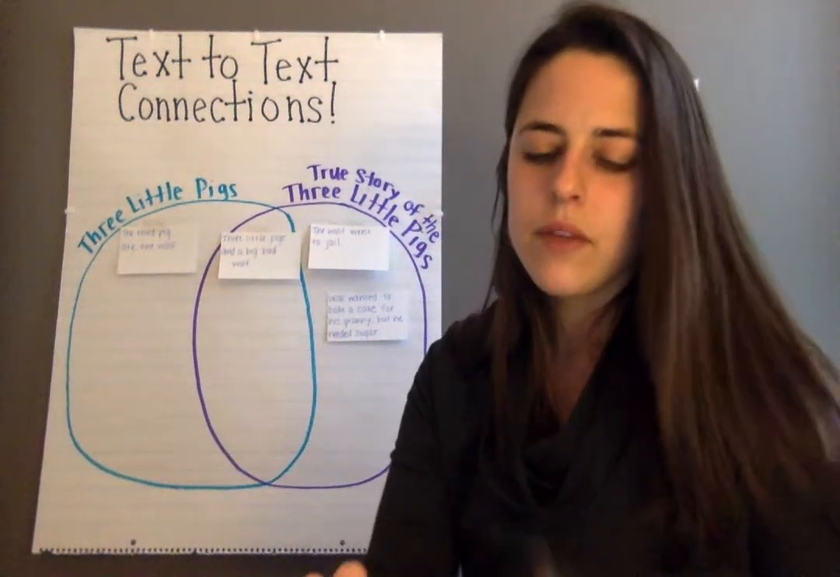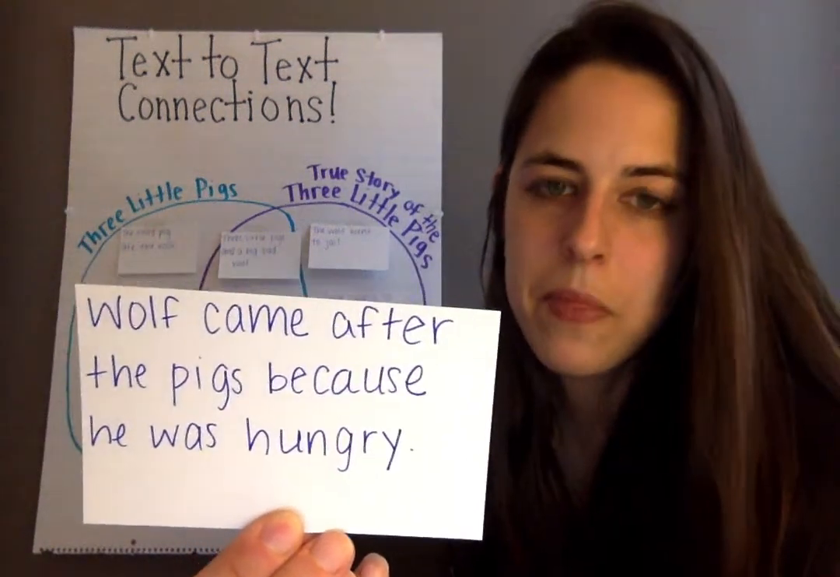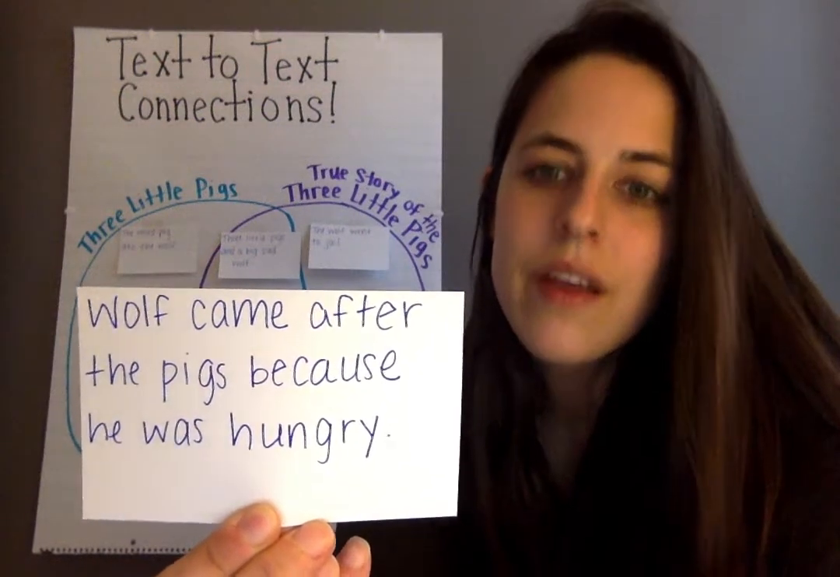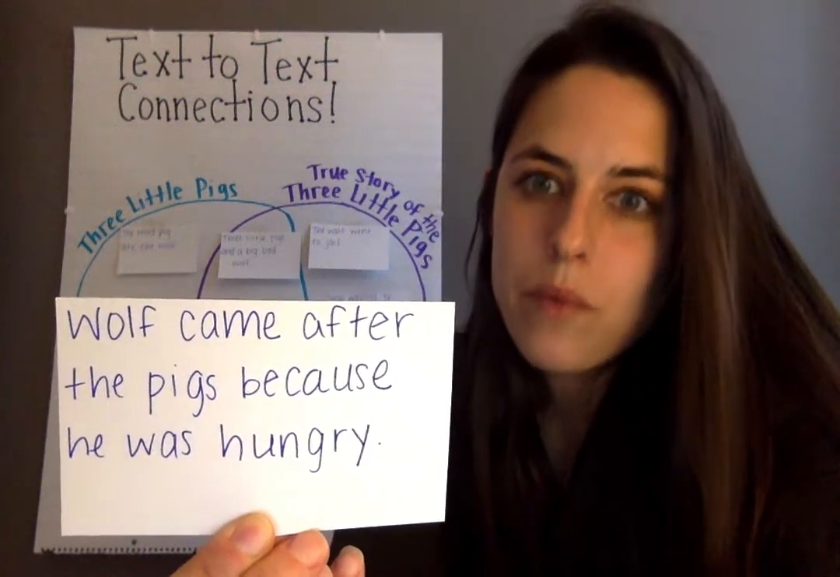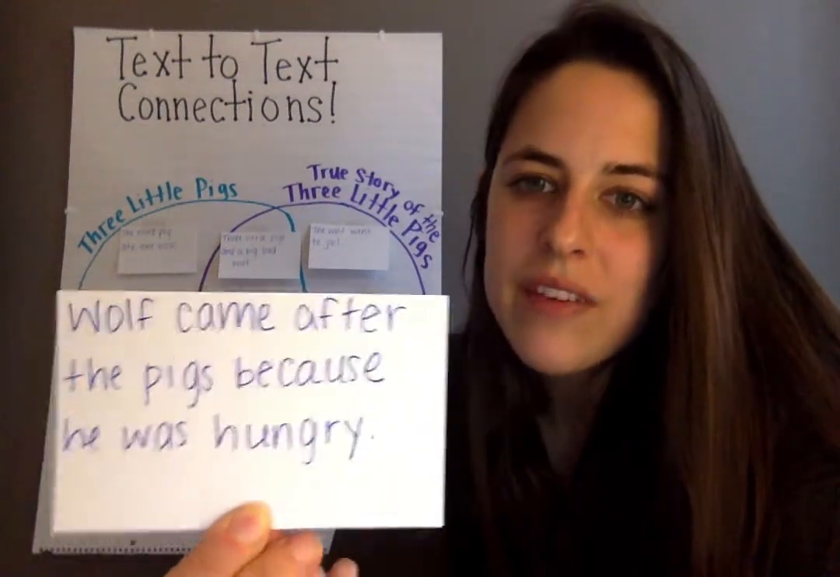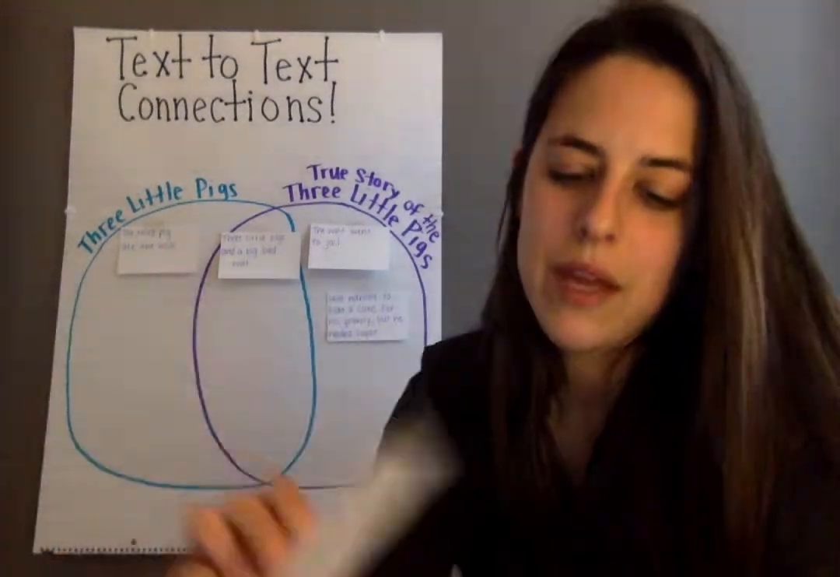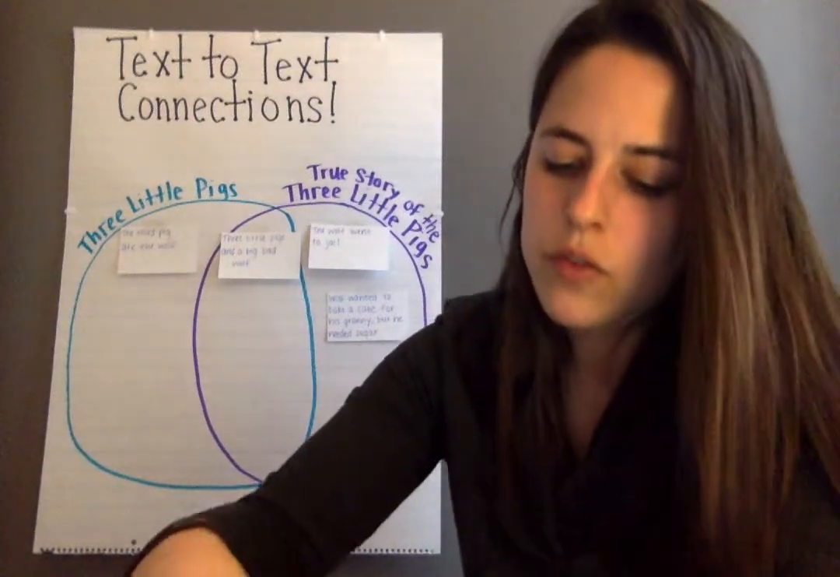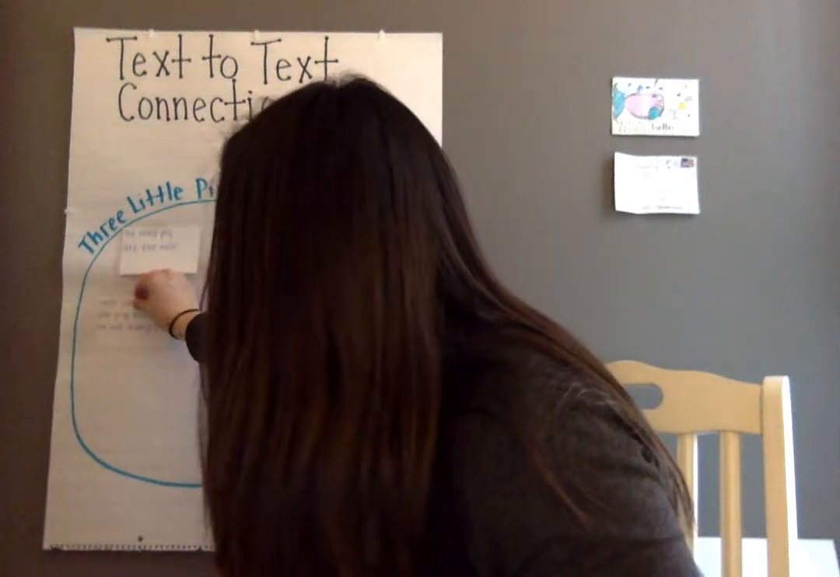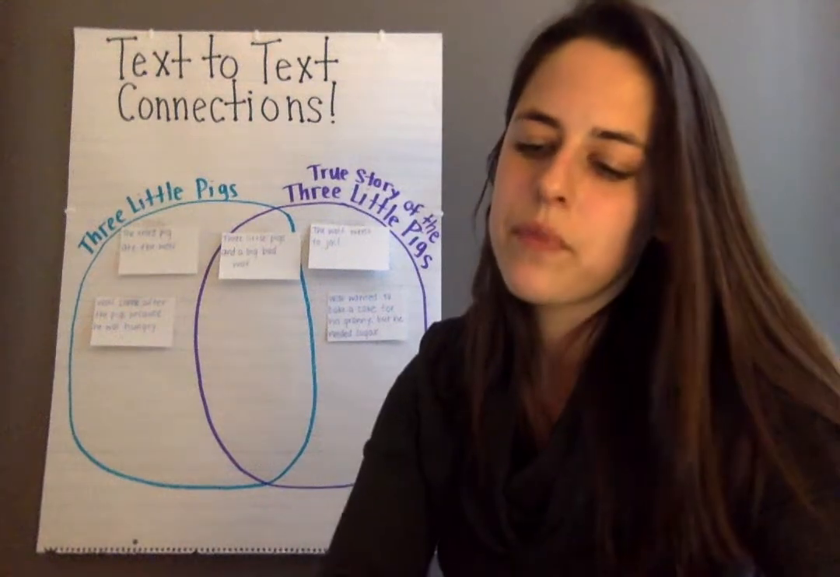Great. So this card says, Wolf came after the pigs because he was hungry. Is this alike or different? If you said that it is one of the differences in the stories, you are correct. So we know that this happened in the original story of the 3 little pigs. The wolf came after the pigs because he was hungry. So I'm going to put it under the title of the original story of the 3 little pigs. And that is another way that they're different.